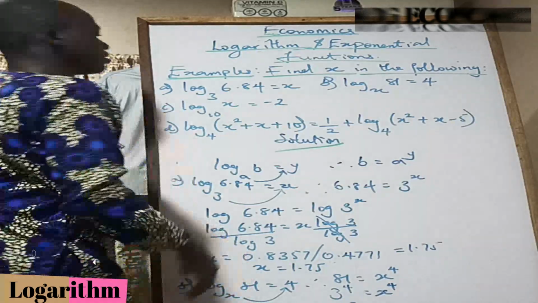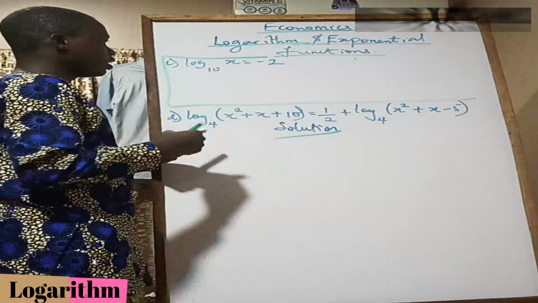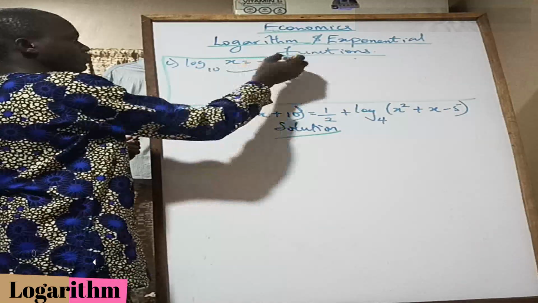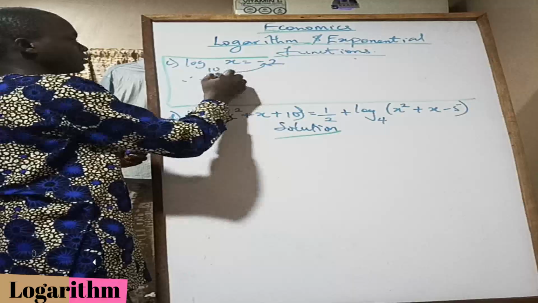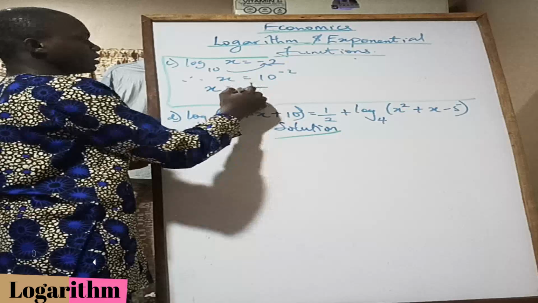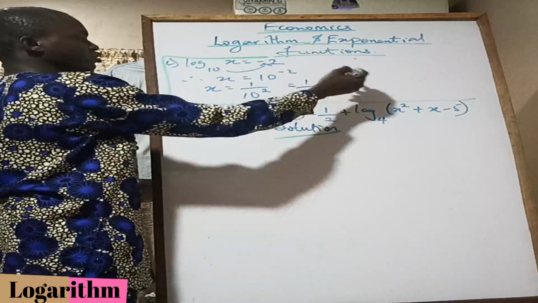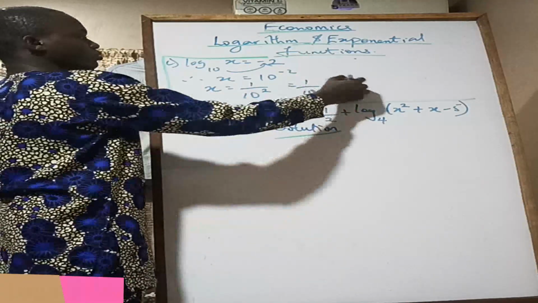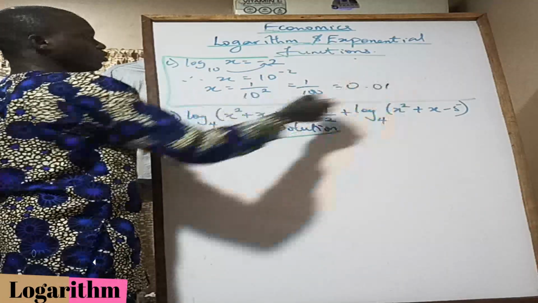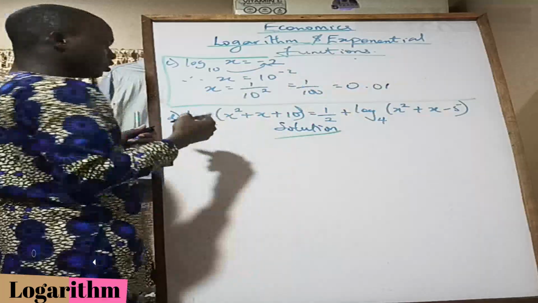We move to the third question and the fourth question. The third question is not difficult at all. So I've moved it here. We do the same thing. 10 lifts minus 2. So we're definitely going to have x equals 10 raised to the power minus 2. So this is x equals 1 over 10 squared, which is 1 over 100, or 0.01. So that should be the answer.